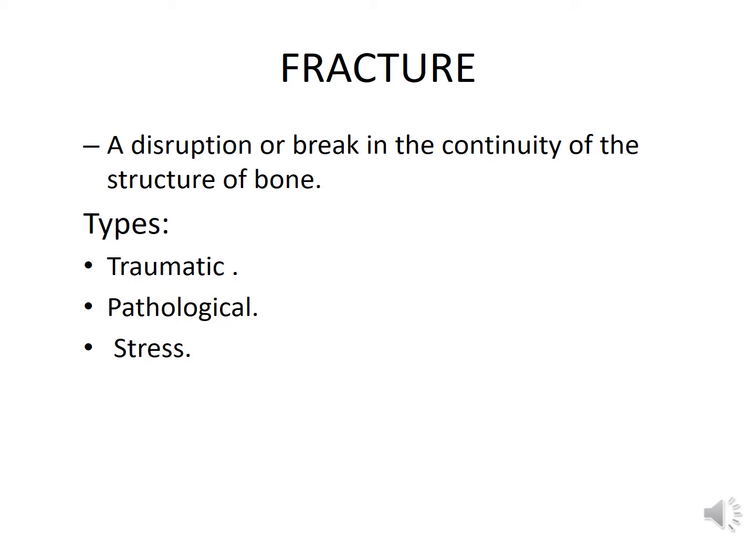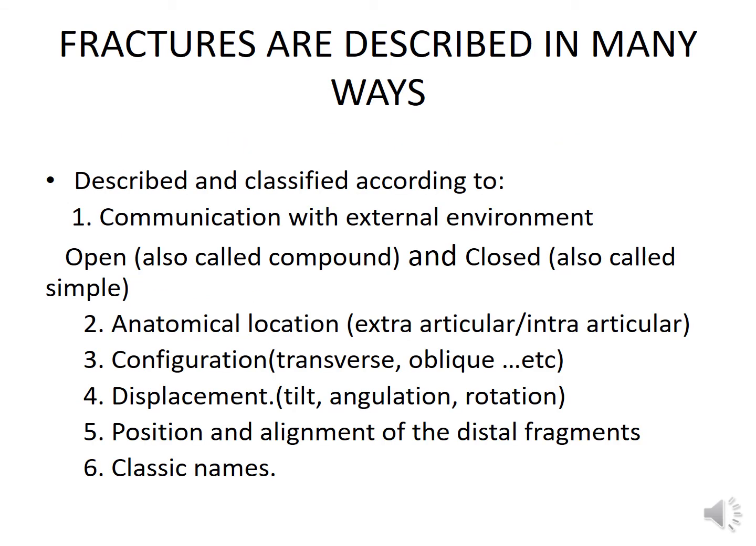So, what is a fracture? Fractures are described in many ways. I'm going to discuss a total of six types of fracture. The first one is the communication with the external environment. It can be either open type or closed type. Open type is called a compound fracture, and closed type is called a simple fracture.